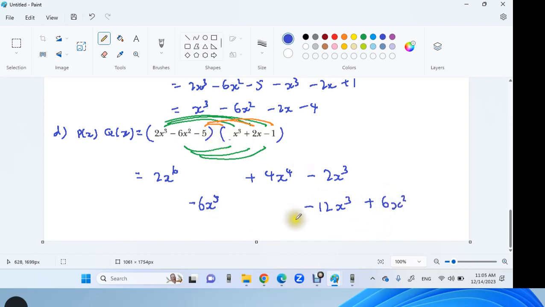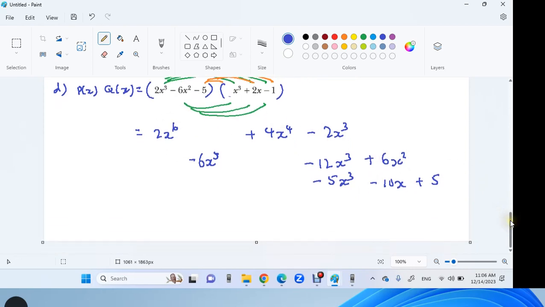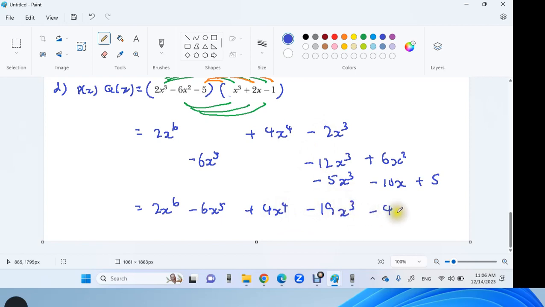And this one, negative 5 multiplied with this, so we have negative 5x cubed minus 10x plus 5. I write it this way because it's easier when you want to combine it. So we have 2x to the power 6 minus 6x to the power 5 plus 4x to the power 4, then negative 19x cubed plus 6x squared minus 10x plus 5. So this will be the answer.